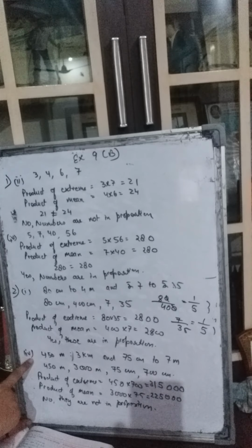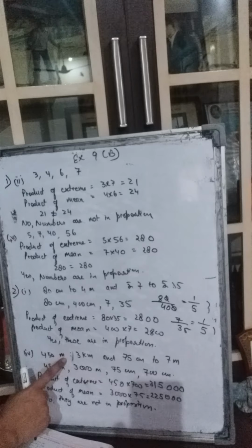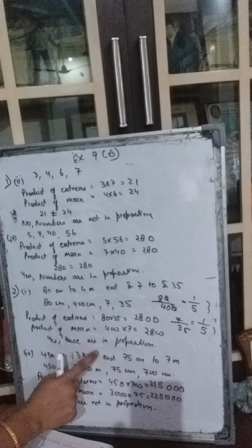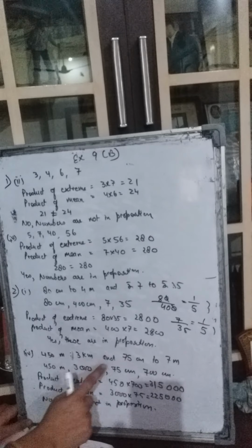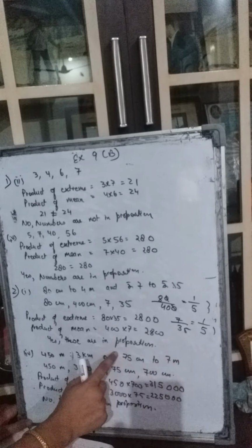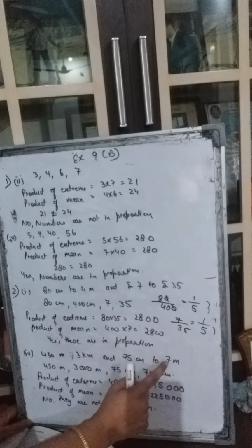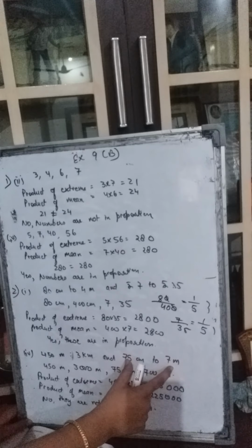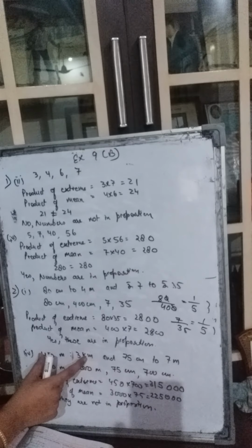Now let's do the fourth part. The fourth part says 450 meter ratio 3 kilometer. That means this is one ratio. This has to be in the same unit. And 75 centimeter to 7 meter. This has to be in the same unit. These can be in different units, not a problem. But these two have to be in the same unit.